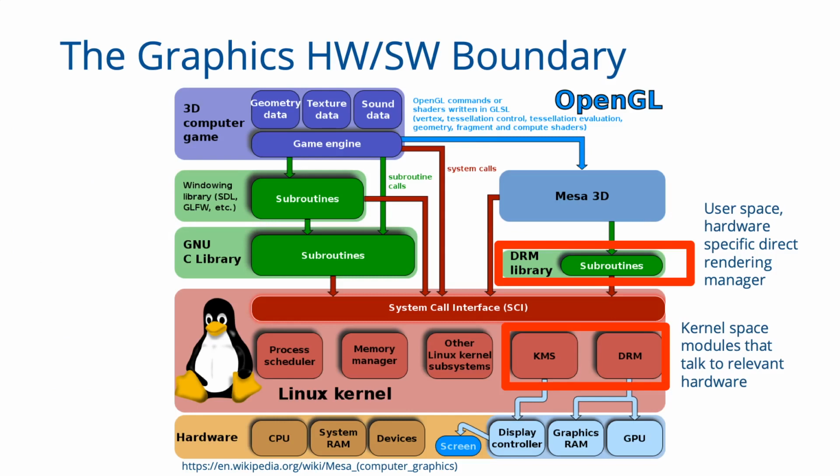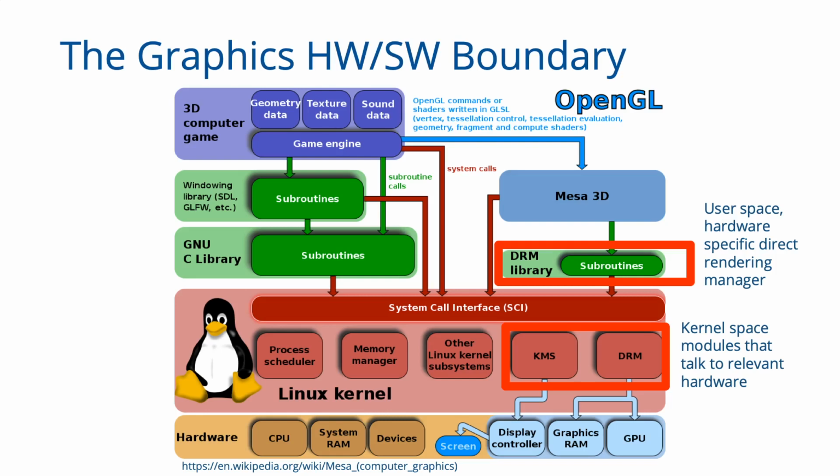Okay, and after this, your OpenGL library will talk to a user space hardware specific DRM library, which is a direct rendering manager. So what is the job of the DRM library? It just takes the graphics calls and it schedules them, or pipes them onto the kernel level driver components, so the kernel level modules. So KMS and DRM are kernel space modules that talk to relevant hardware. So the kernel mode switch talks to your display controller and sets the modes of your screen or the monitor.